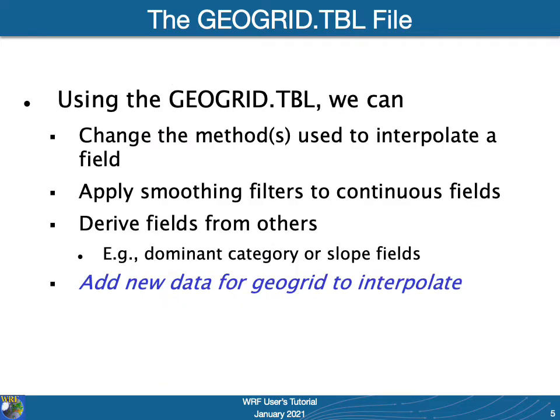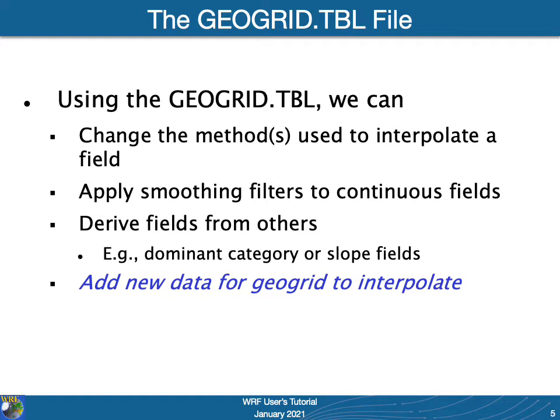So thinking back to the entry in the previous slide, we can use the geogrid table to do a few things. We could obviously go in and make changes to the interpolation scheme that's used for a field just by changing the setting of that interp option keyword. If you check in Chapter 3 of the User's Guide, you'll see that there are different keywords to apply smoothers to continuous fields. This can be helpful, for example, to smooth out high wave number components of the terrain field that's used by the model.